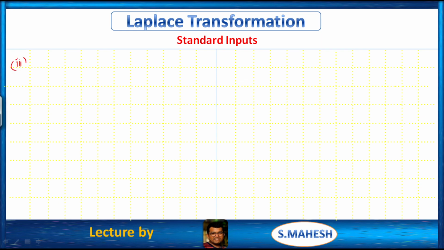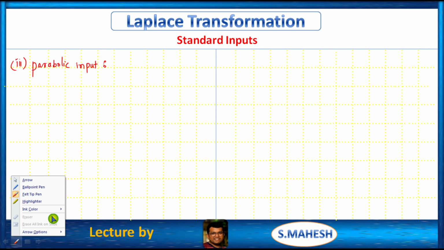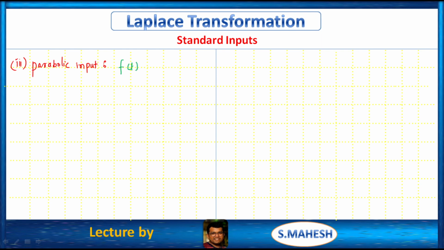Third one, parabolic input. Let us say for this f of t, or p of t, you can consider anything. f of t would be t square, right? Therefore, Laplace transformation of f of t, which is equals to F of s, which is equals to integral 0 to infinity t square into e power minus st dt, right?